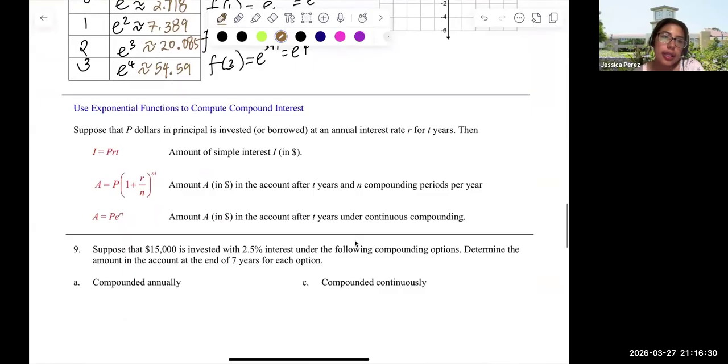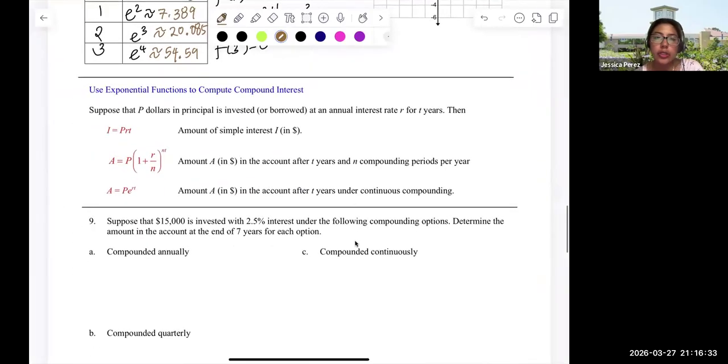Alrighty, let's look at the next part, which is using exponential functions to compute compound interest. So when we're dealing with exponential functions, there's a good use for them, and we see them in application problems that involve compound interest. So there's three different formulas. The first formula is called the simple interest I in dollars, where P is the principal amount, or the amount invested at an annual interest rate R for T years. Then the simple interest is I equal PRT.